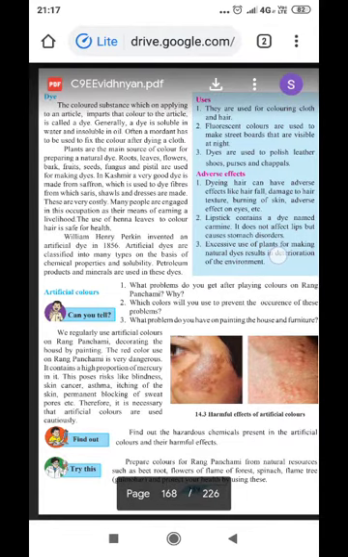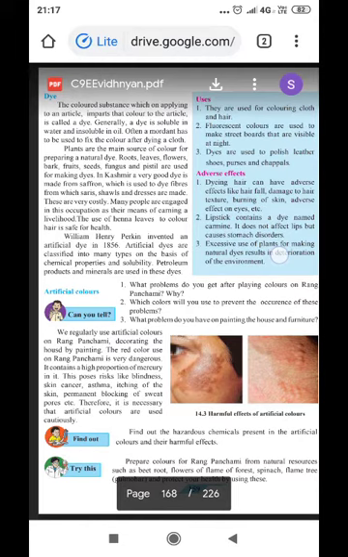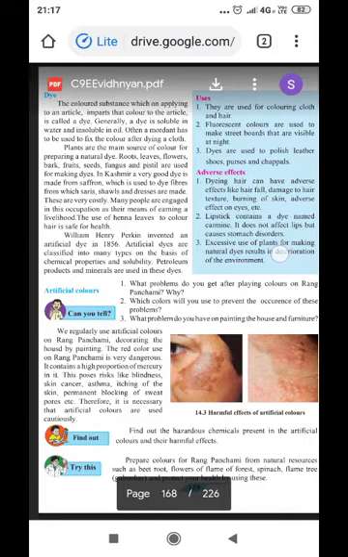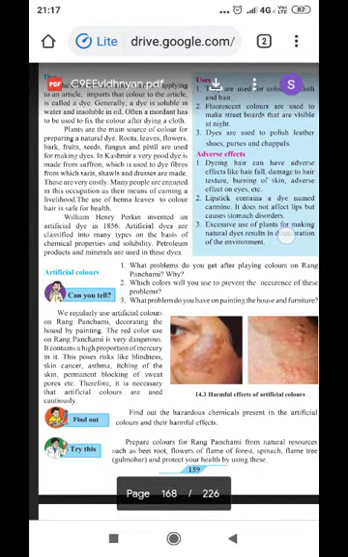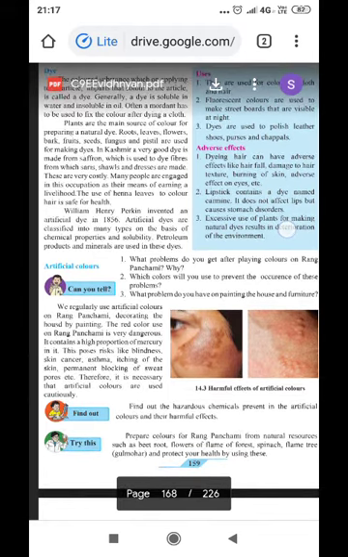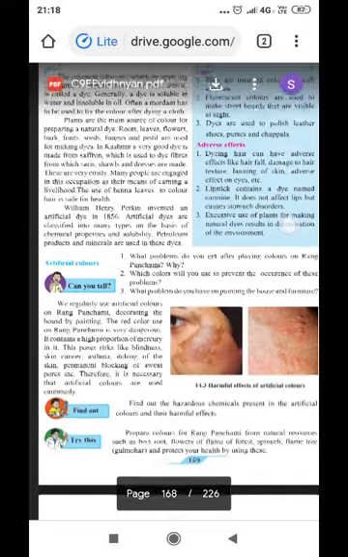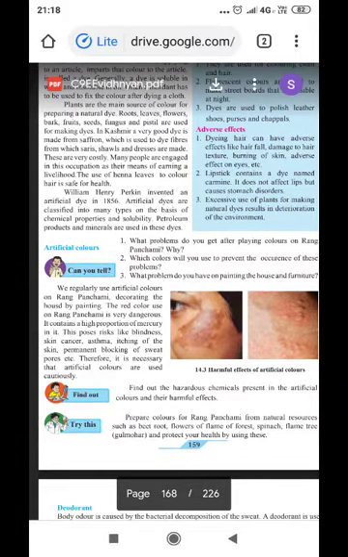The colored substance which, on applying to an article, imparts that color to the article is called a dye. Generally, a dye is soluble in water and insoluble in oil. Often, a mordant has to be used to fix the color after dyeing a cloth. Plants are the main sources of color for preparing natural dye. Roots, leaves, flowers, bark, fruits, seeds, fungus, and pistil are used for making dyes.